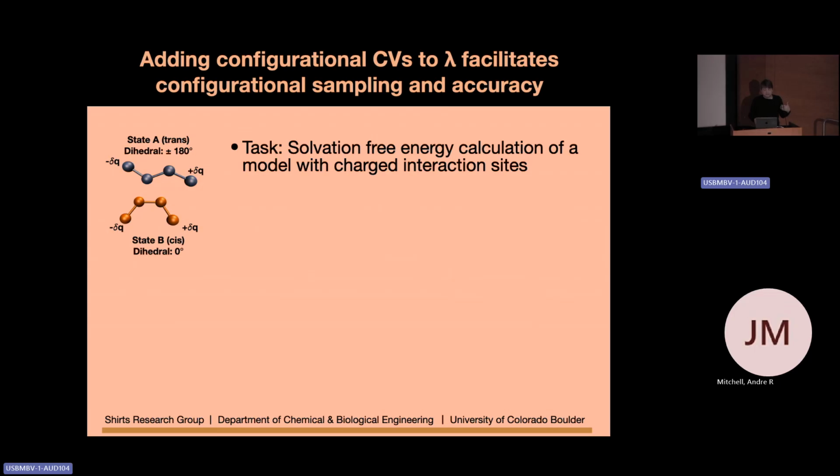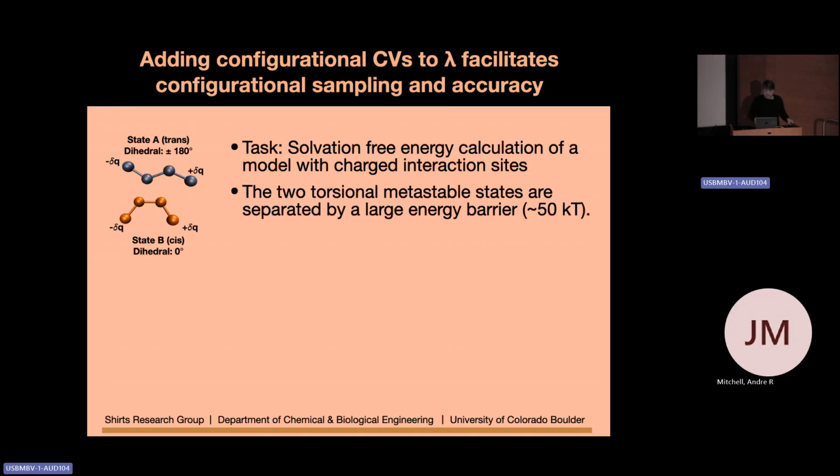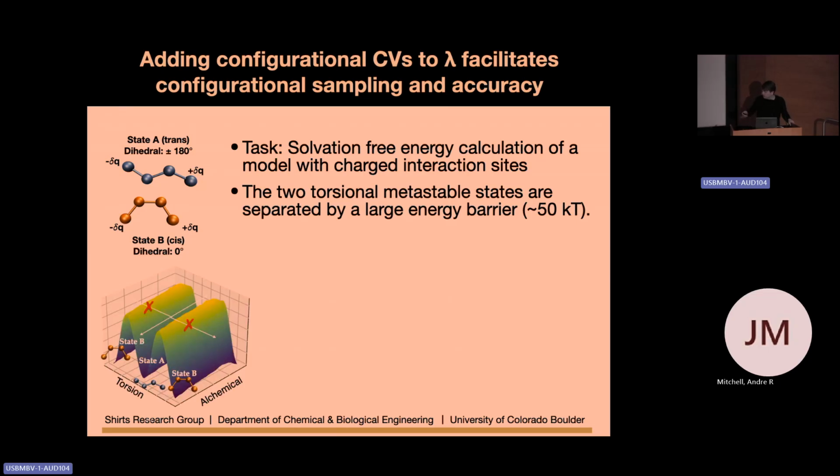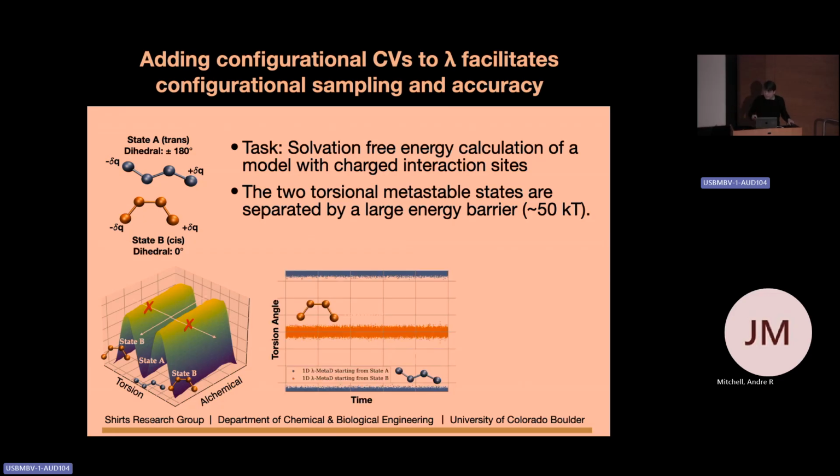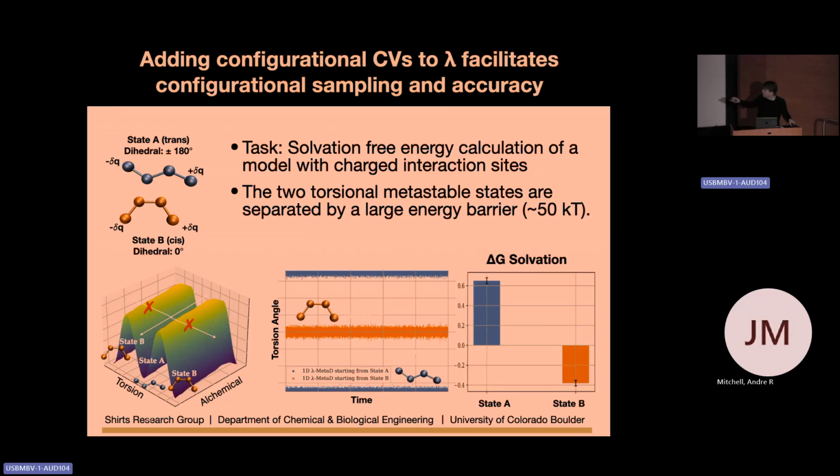But the key thing is coupling configurational and lambda sampling. Here the task is a solvation free energy calculation of a model with charged interaction sites. Because there are charges on this, these two configurations have different solvation free energies because they have different dipoles. And on this torsion, we add a large torsional barrier, like 50 kT. So the free energy looks like this in alchemical space and in our collective variable space. Right now, it's just a very simple torsion. If you run simulations starting from state A or state B, you get no sampling of the other state, right? There's this big torsional barrier, and the free energy of solvation is completely different between these two.